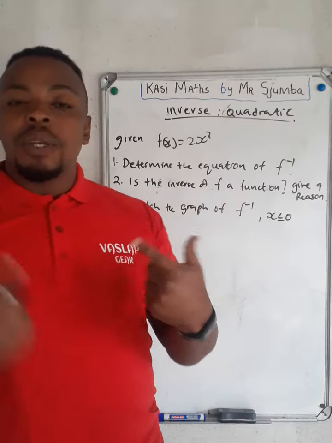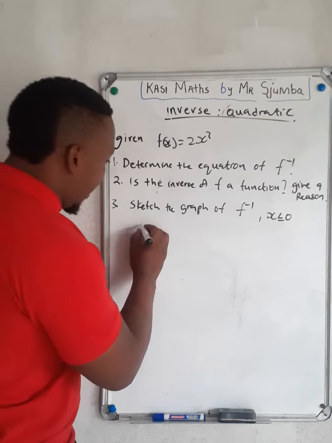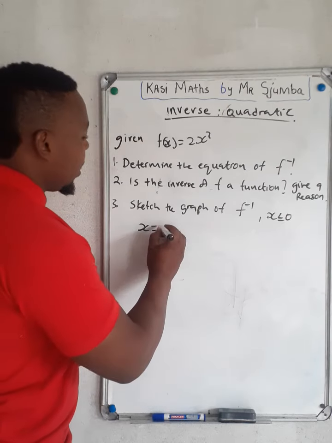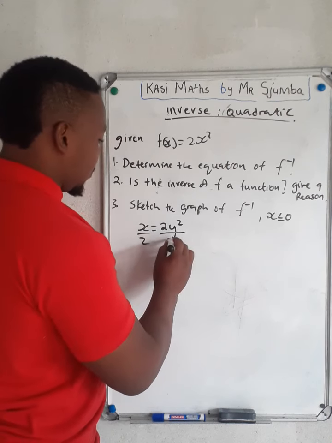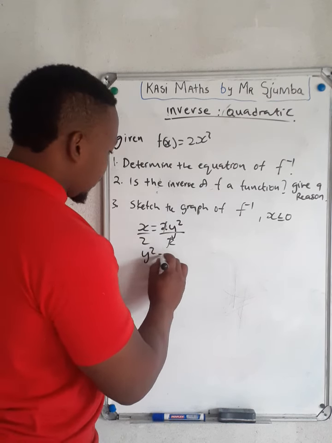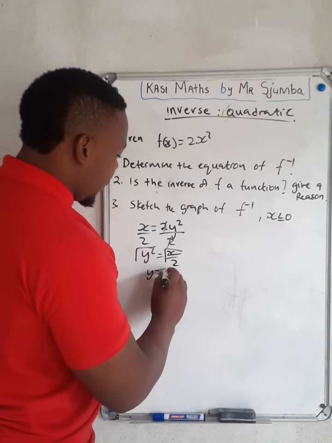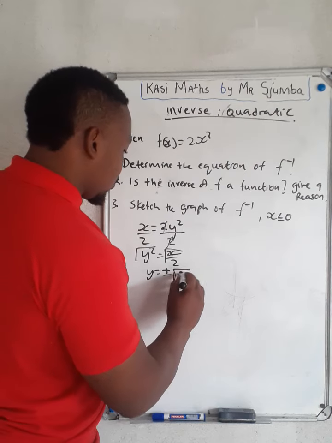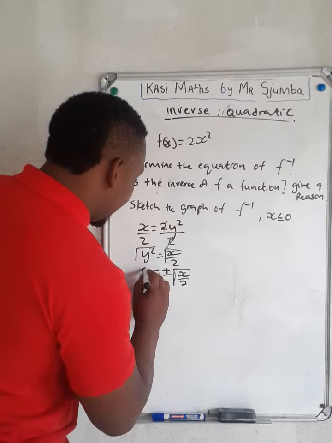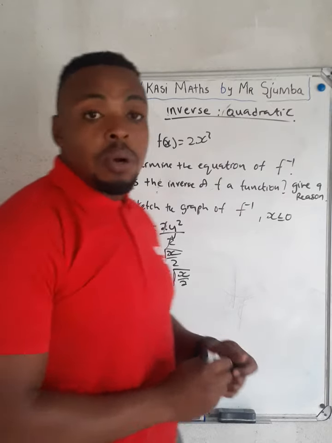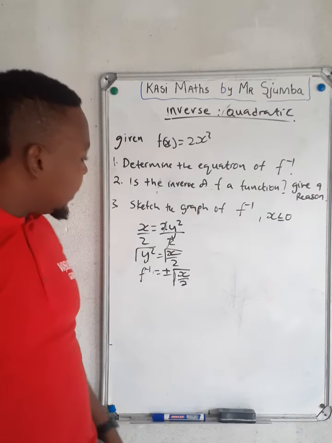an equation, we interchange, we make x, y, and then y, x. So f at x stands for y, so we're going to make this one x equals to 2y squared. Then we divide by 2, sin y squared, which is equals to x over 2, faka square root, y equals to plus or minus root x over 2. So this is f inverse. So sesimphendulile number 1.